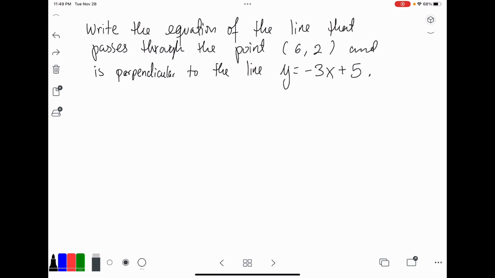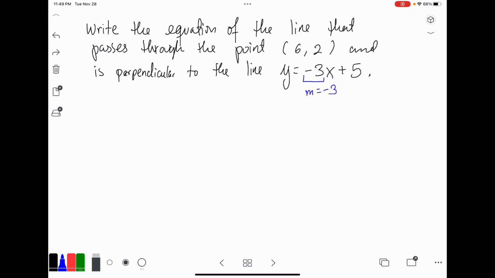So write the equation of the line that passes through the point (6, 2) and is perpendicular to the line y equals negative 3 times x plus 5. Now, remember, to write the equation of a line, you must know a point and you must know the slope. So we do know the slope of this line, and that is negative 3.